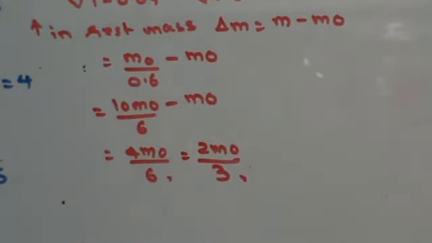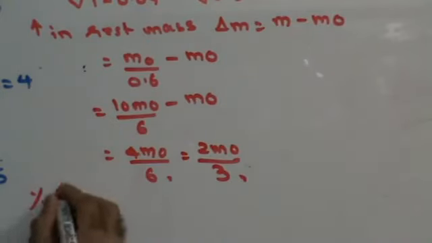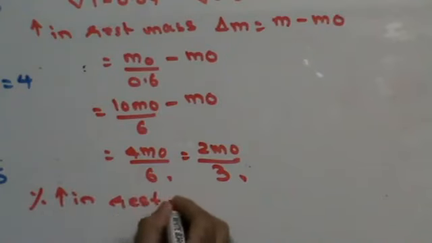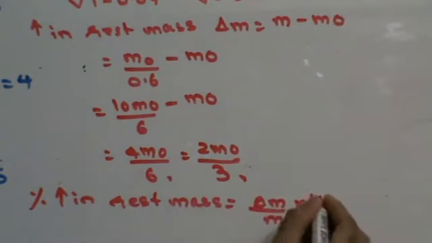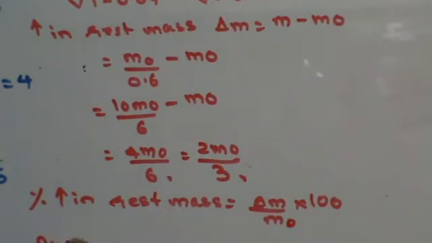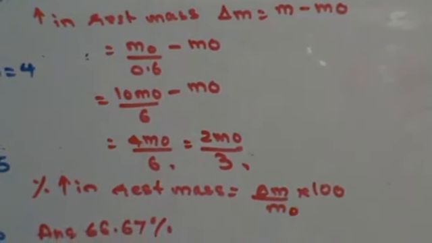Once I know the increase in the rest mass, I can find out the percentage increase in the rest mass. Percentage increase in rest mass is delta m upon m into 100. M can be written as m0 upon 0.6, and you can substitute, sorry, this should be m0, rest mass, no? Delta m upon m0 into 100, right? The answer for this sum should be 66.67%. Next, take down next sum please.